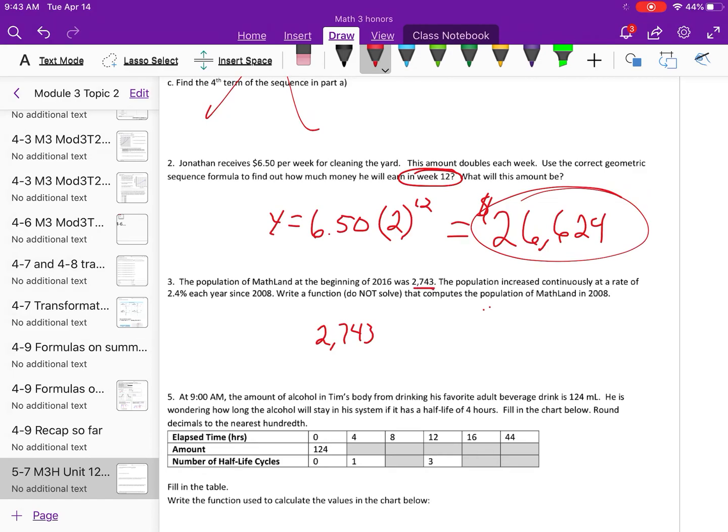It says the population increased continuously at a rate of 2.4%. So I'll go ahead and underline the 2.4% in blue since the year 2008. Write a function, do not solve, that computes the population of Mathland in 2008. Now this is kind of weird because it's telling us we have to go back in time. We know the population for 2016, and we need to figure out the population for 2008. Well, let's just figure out what the equation is, and then we'll deal with going back in time, right?